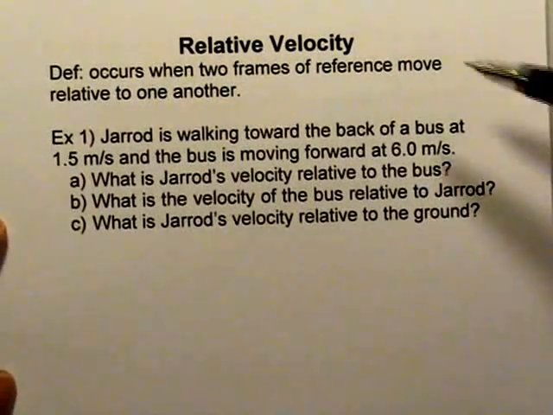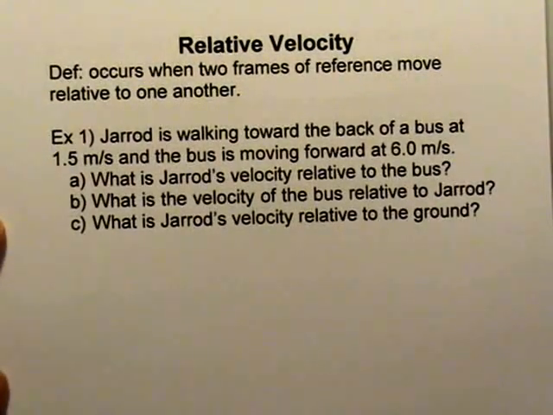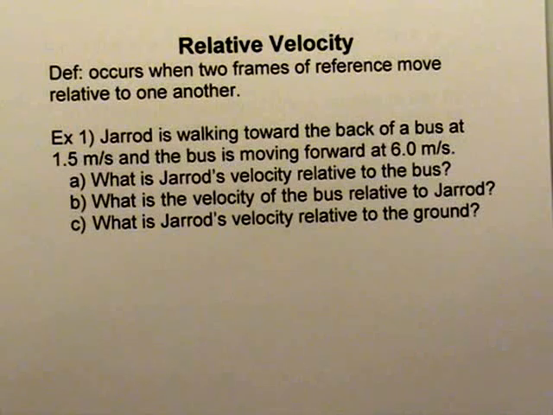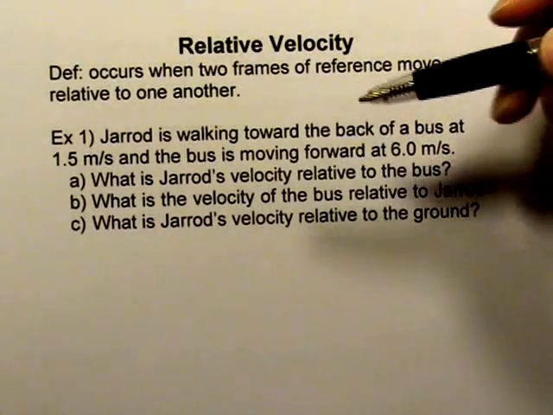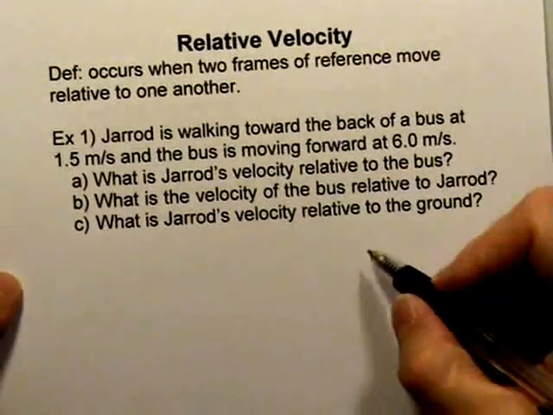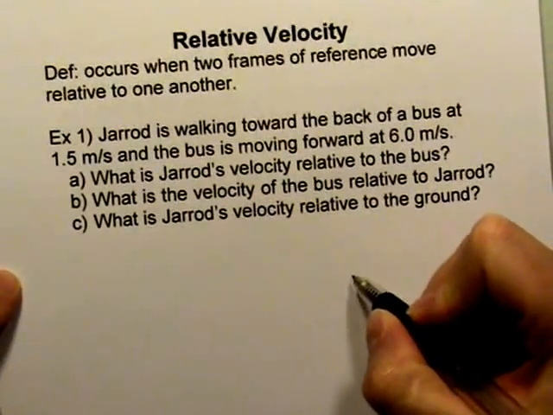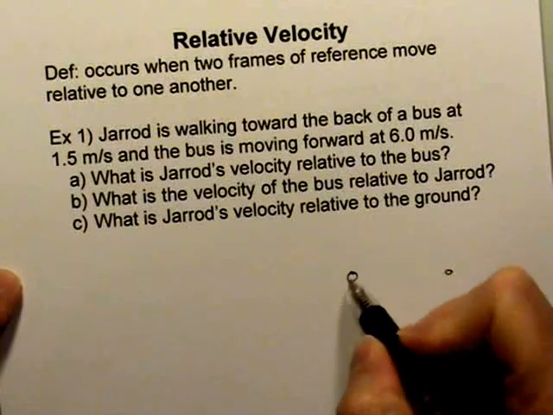So let's start by looking at the first example where Jared is walking towards the back of the bus at 1.5 meters per second while the bus in the meantime is moving forward at 6 meters per second. Now anytime somebody is moving backwards, we would refer to that velocity as negative. In this situation it would probably be very helpful to just draw a simple sketch, nothing fancy.